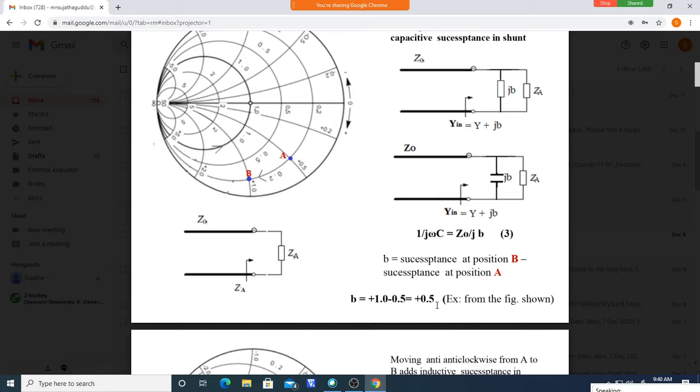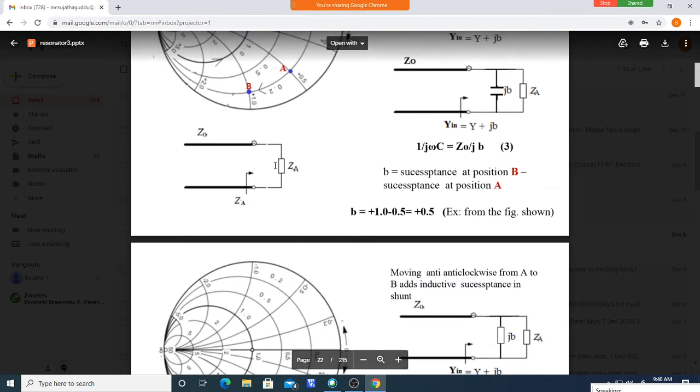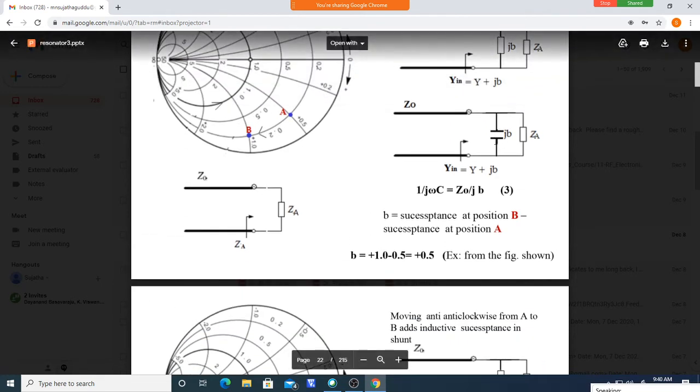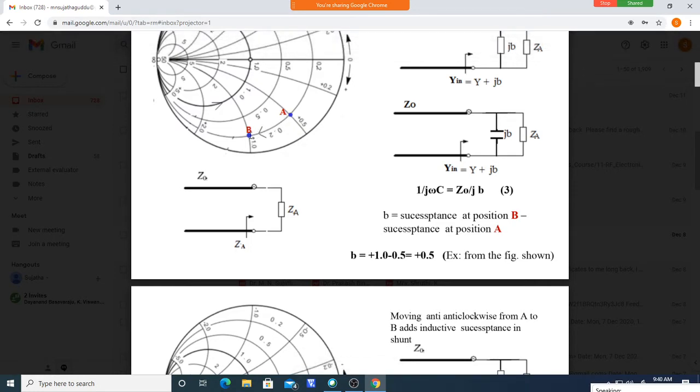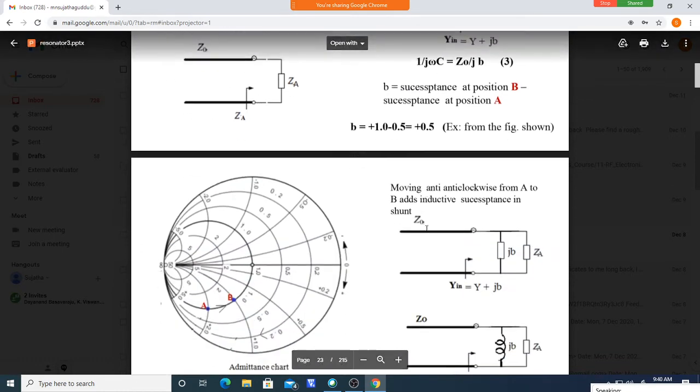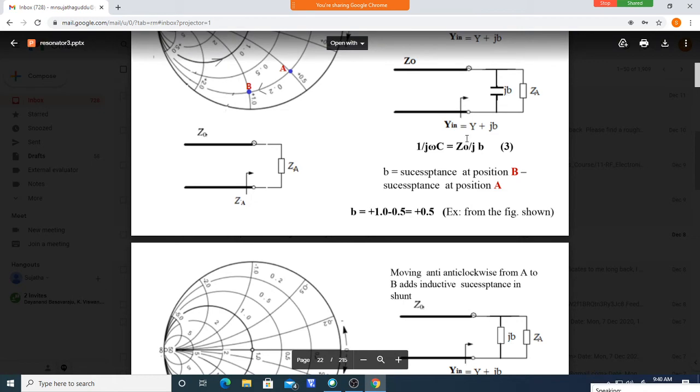You substitute that in this equation, and you will get the value of the actual capacitor connected here. Like that, you can find the capacitor value added here. Just see from where to where you moved, note down the susceptance value here and here, and take the difference. You will get the capacitor value.